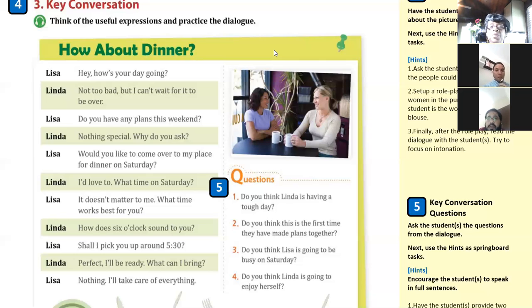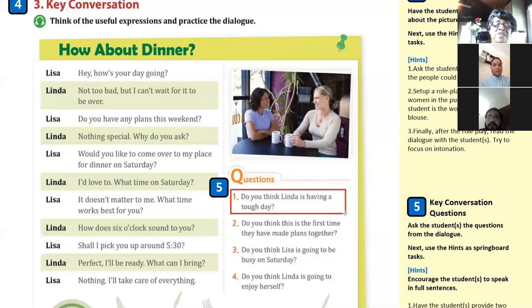Okay, excellent. Do you both understand what this dialogue is about? Yes. Okay, good. So if we look at the questions that are presented to us, the first one is, do you think Linda is having a tough day? Think about what she says when she's asked, hey, how's your day going? Haas, can you answer number 1? Read the question.